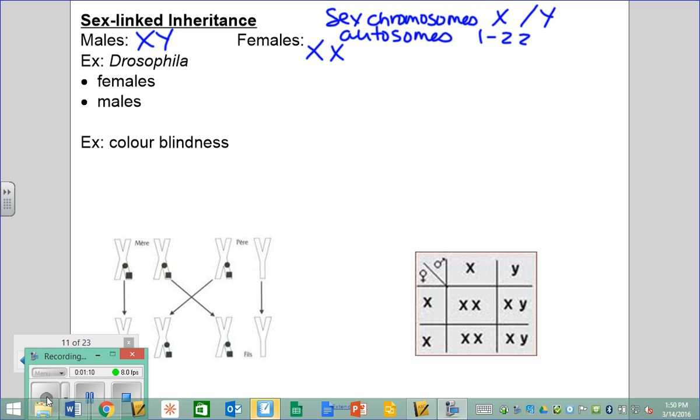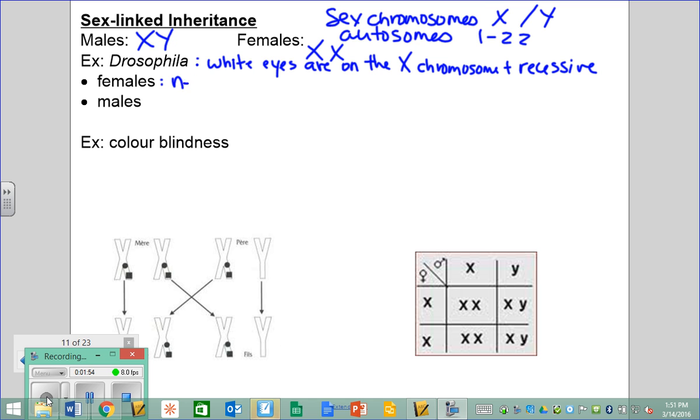So one of the first times that we realized that it made a difference if you were male or female was studying Drosophila, the fruit fly. In Drosophila, white eyes are on the X chromosome and are recessive. So the allele for white eyes is on the X chromosome and it's recessive. So this gives us a slightly different scenario depending on if the offspring is male or the offspring is female.